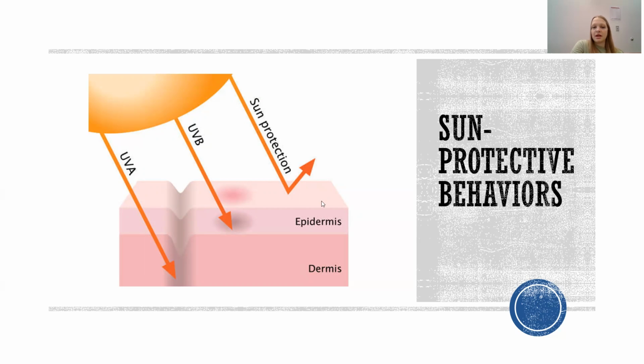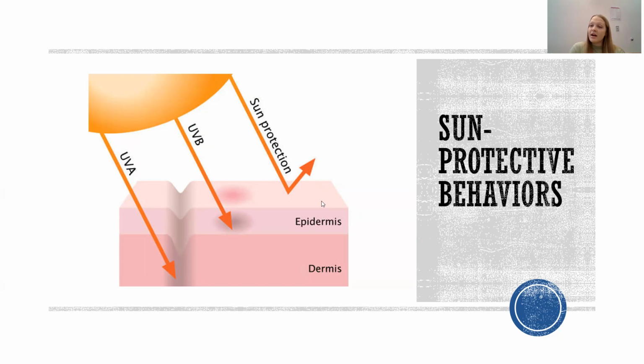However, when you have sun protection, maybe sunscreen or maybe clothing that can protect your skin from the sun, the UV rays, a lot of them will actually just reflect off of your skin and won't damage your DNA. So that's why that's so important to use sun protective behaviors.